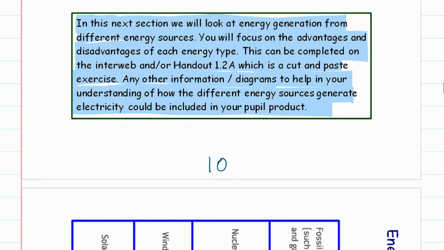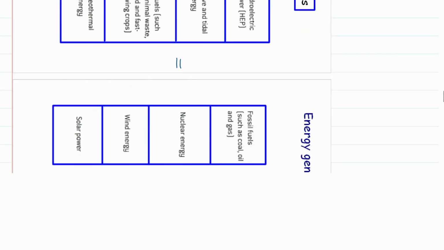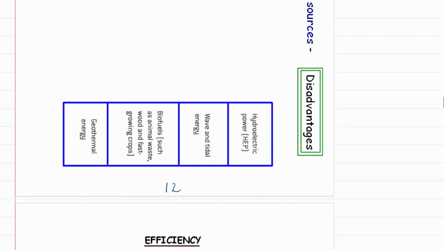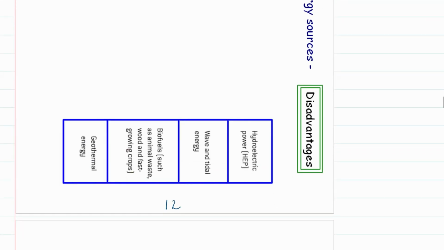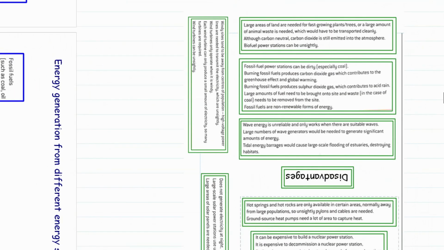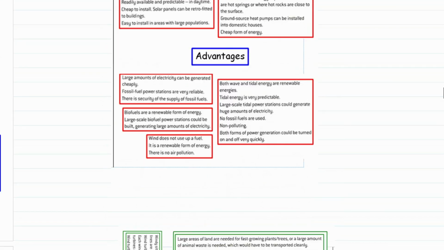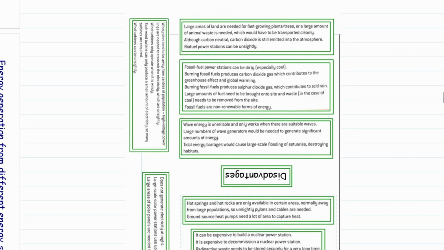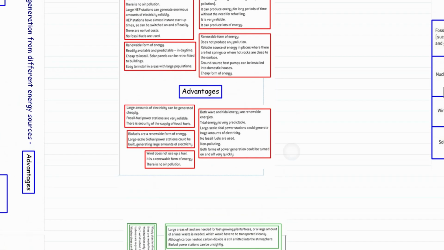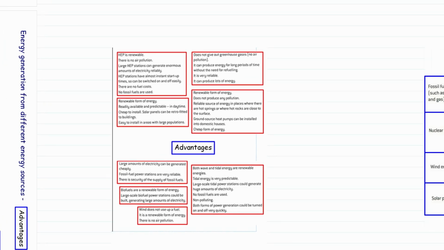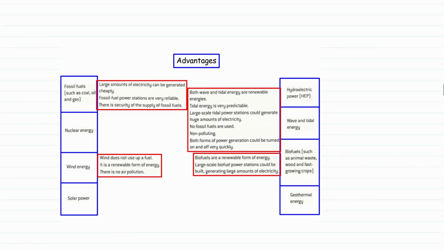So what are you doing then? Turn it over to page 11, and it also spans over onto page 12, which will be the end of the lesson. You use your handout, and this is what your handout looks like. It's got two parts. It's got the advantages and disadvantages. And you need to match up those advantages and disadvantages to look something like this.